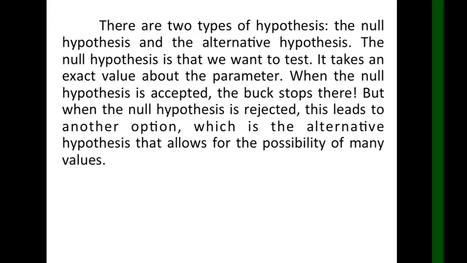So there are two types of hypotheses. We have what we call the null hypothesis and the alternative hypothesis. The null hypothesis is what we want to test. It takes an exact value about the parameter. When the null hypothesis is accepted, the process stops there. But when the null hypothesis is rejected, this leads to another option, which is what we call the alternative hypothesis that allows for the possibility of many values.